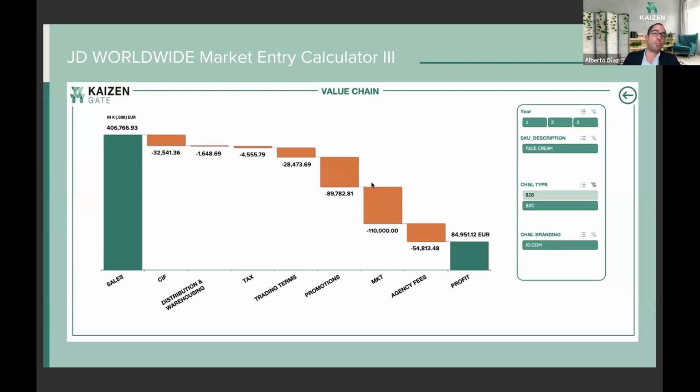So once the store is open, we cannot expect it to magically have sales. You will have sales, but in order to get to positive cash flow soon, we need these two costs to be factored in.